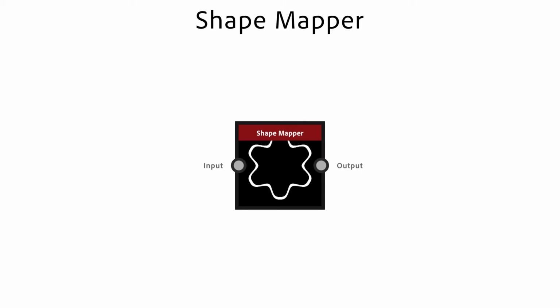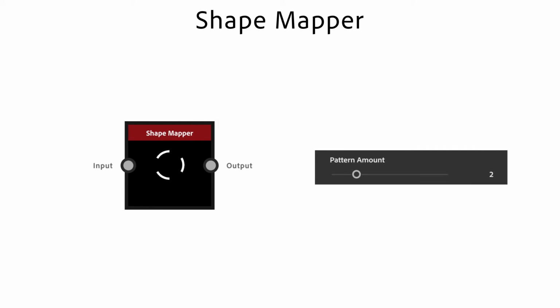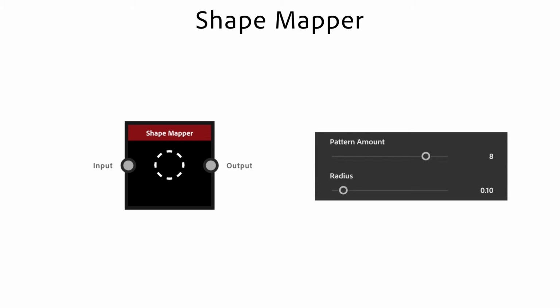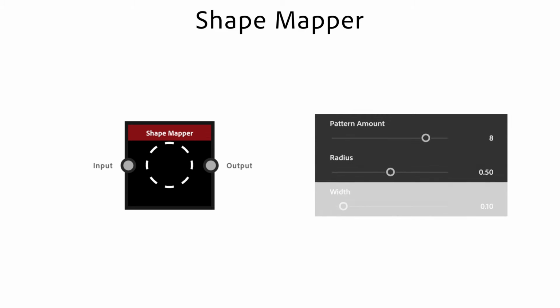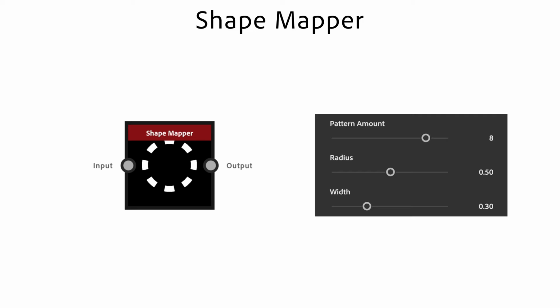Shape Mapper seamlessly distorts and maps an input pattern along a circle or polygonal path. It's great for bending straight patterns into a circle. The pattern amount sets how often the pattern repeats along the path. This is the inner radius of the path. Width controls the thickness of the patterns along the path.